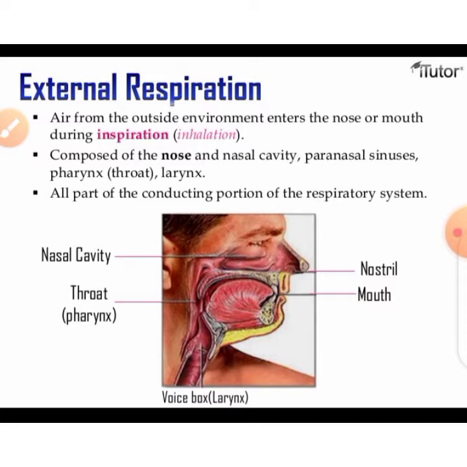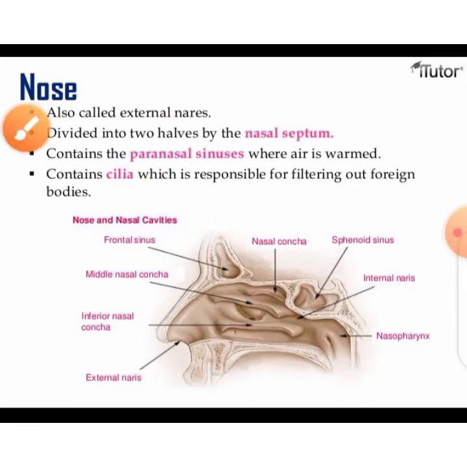That's what we're going to look into right now. We have the nostrils here, we have the mouth, we have the nasal cavity, we have the throat, and we have the voice box, which is the larynx. So the nose, we're going to be looking into it one after another.